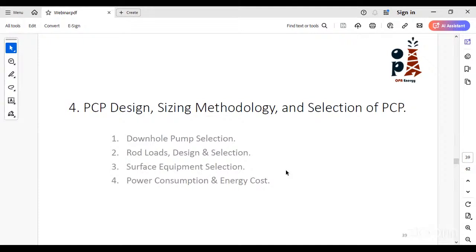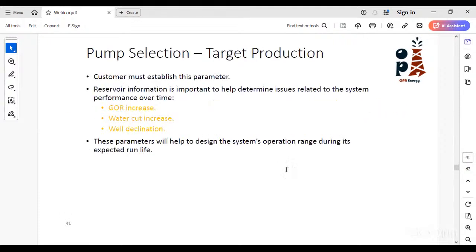And now we have come to the last thing in our session or our webinar, that is the main part of our webinar. It is the PCP design and sizing methodology. We will have a very, very short but very focused one to design our PCP and take a decision of which pump or the best one that fits your application. So let's take an example.